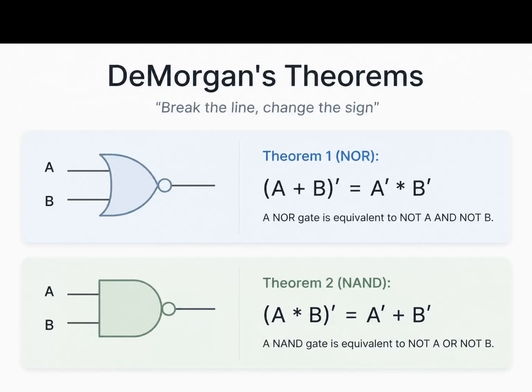Now, for one of the most famous tools in digital logic, DeMorgan's theorems. The easiest way to remember this is the rhyme, break the line, change the sign. If you have a long inversion bar over an OR operation, you can break the bar into individual inversions and change the OR to an AND. This proves that a NOR gate is functionally identical to an AND gate with inverted inputs.